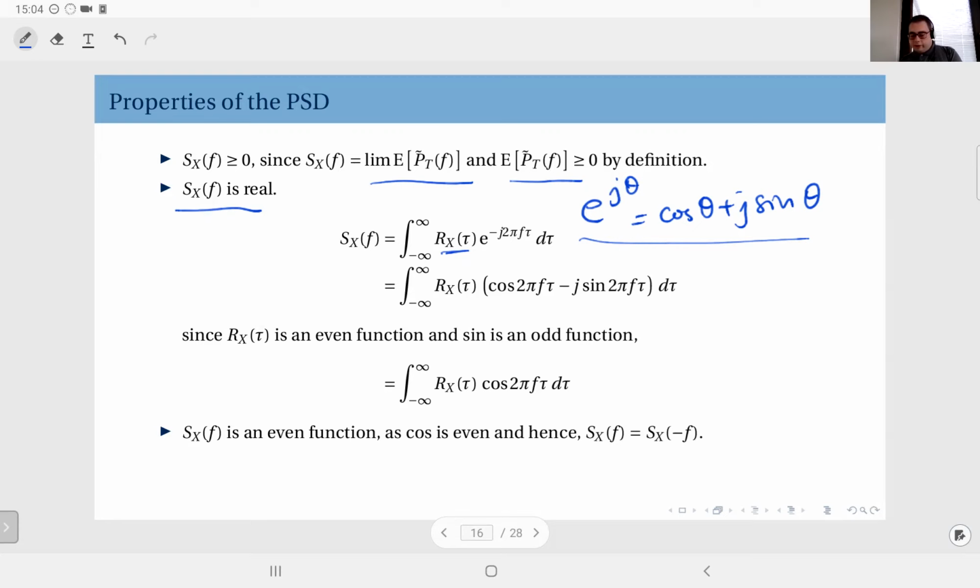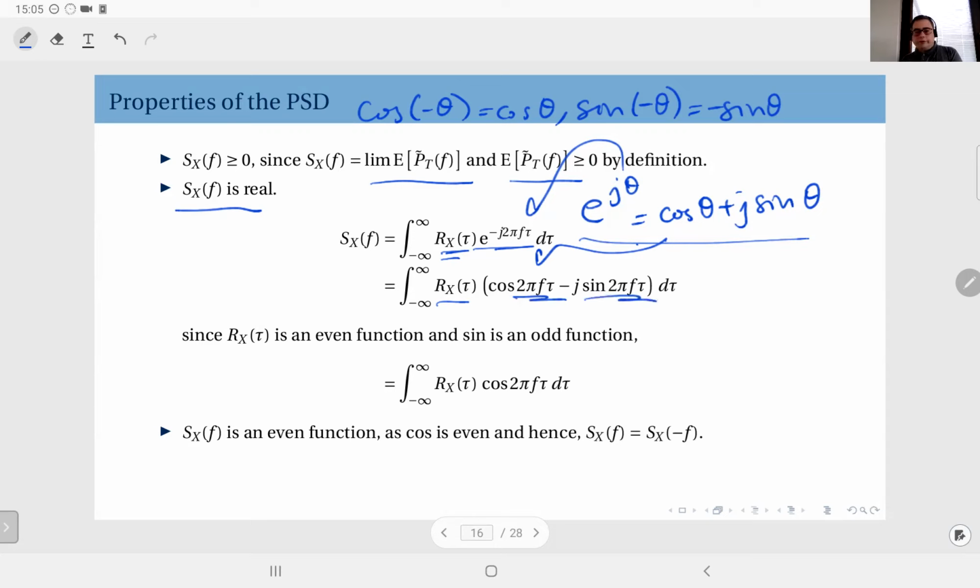If you plug this in, theta in our case would be minus 2 pi f tau. Therefore, you will have the autocorrelation times cosine 2 pi f tau minus j sine 2 pi f tau d tau. Now, where did the minus sign go? As you know, the cosine is an even function because cosine minus theta equals cosine theta, and sine, on the other hand, is an odd function: sine minus theta equals minus sine theta. Therefore, the negative sign in the cosine disappears, I don't need it, and the negative sign inside the sine I can take out, and it appears here.